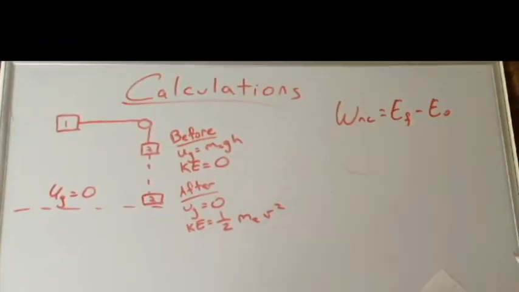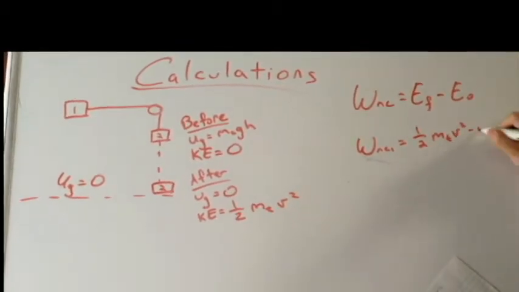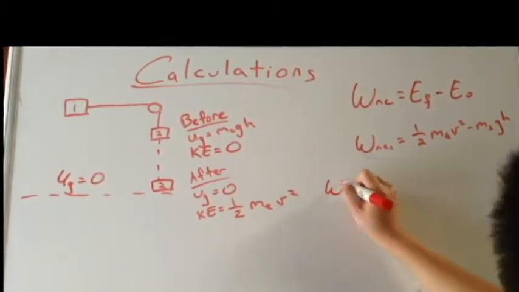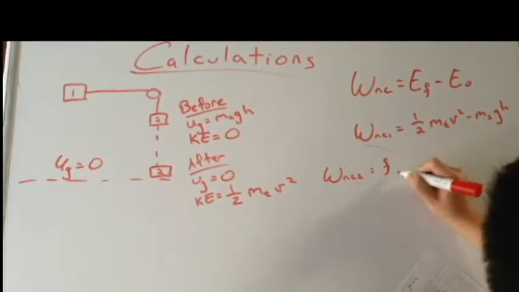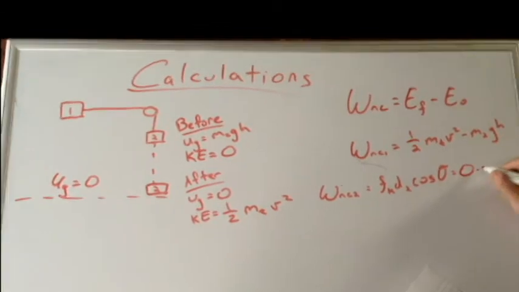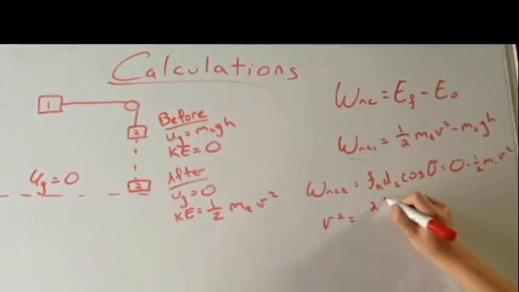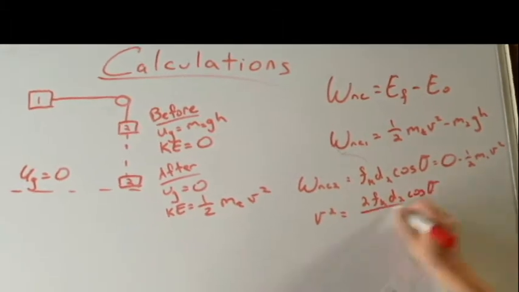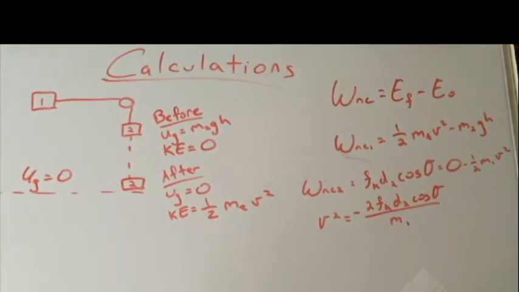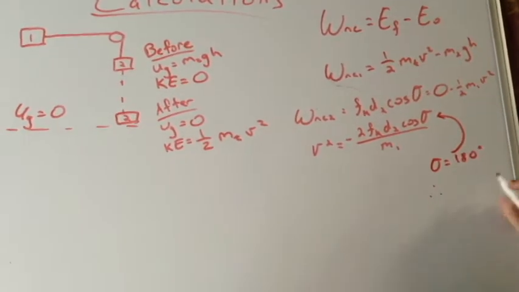Since we're taking an energy-based approach to the problem, we have to look at the work done by non-conservative forces on each block. The work done by a non-conservative force is the final energy minus the initial. In the first part, we take the final kinetic energy and subtract the initial gravitational potential energy. Additionally, the work done in the second part is the work done by the frictional force, which is the difference in kinetic energy. Remember, the angle between the force and displacement is 180 degrees, so we can eliminate cosine theta as -1.